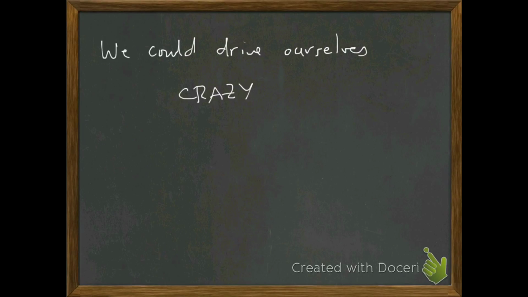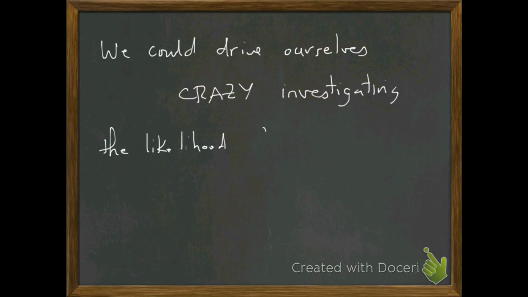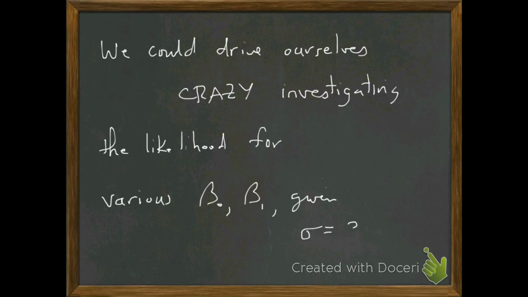You know, we could try many different values. So we could drive ourselves crazy investigating the likelihood for various beta zeros and beta 1s, given that sigma is equal to 3.